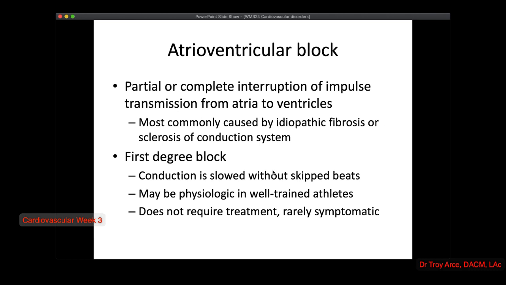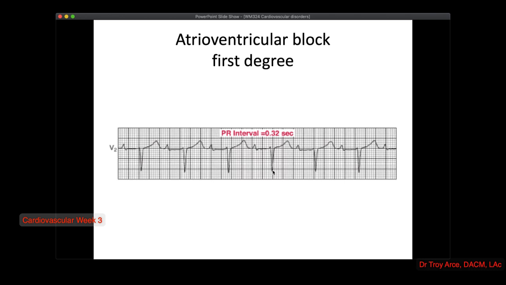With a first degree block, you're going to have a conduction that is slowed without skip beats, and this could be normal in well-trained athletes and does not require any treatment and is rarely symptomatic. And this is what the PR interval looks like with an atrioventricular block, first degree.